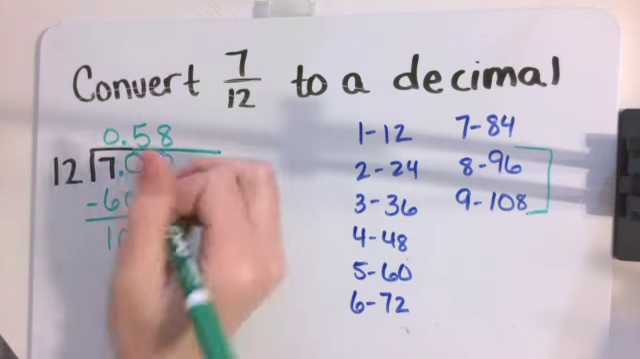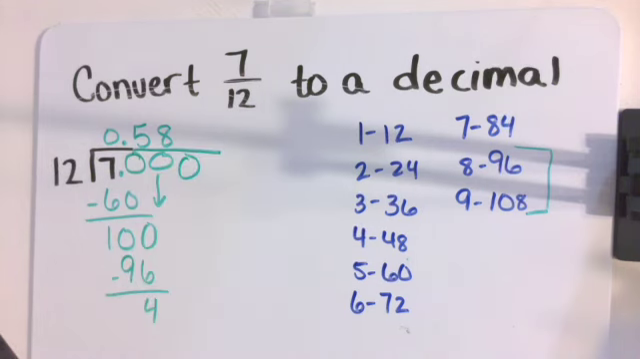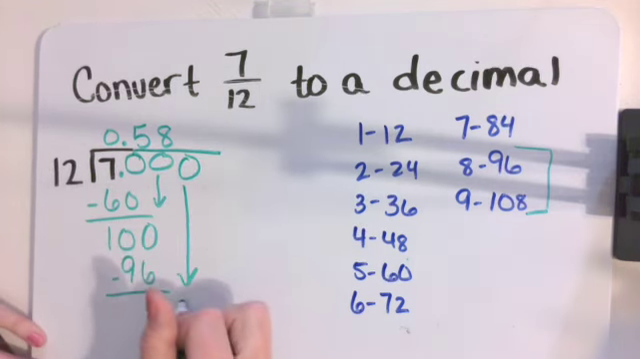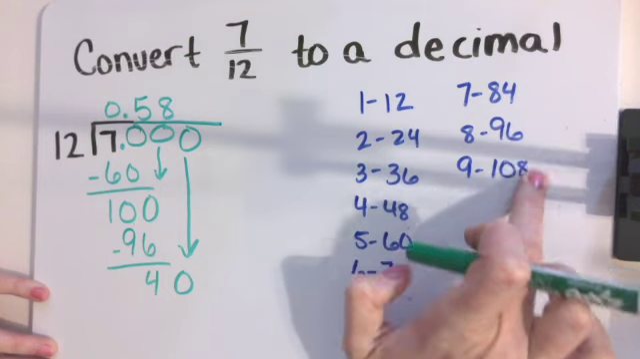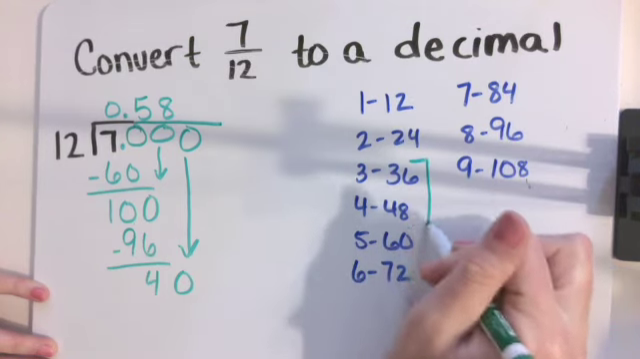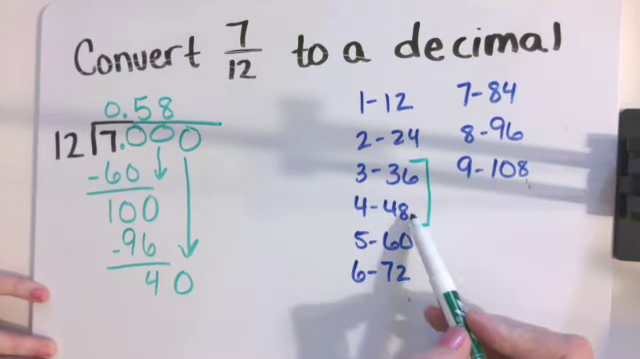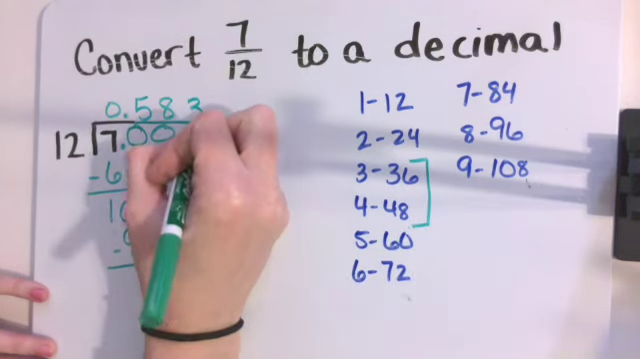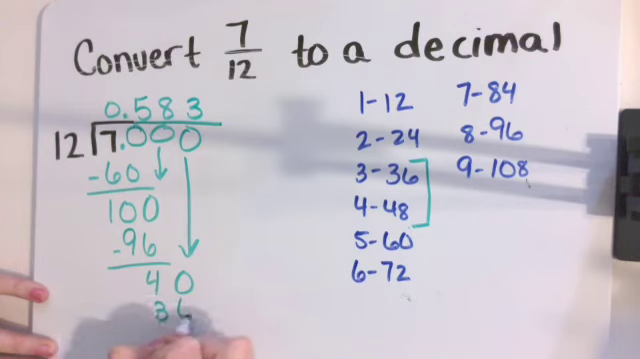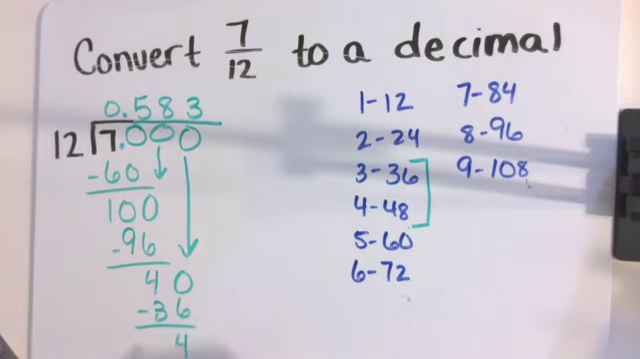I need to bring down another 0. So I'm going to bring down that 0. And I ask myself, how many times can 12 fit into 40? So when I look over here, I want to go into 40 without going over, and it looks like right here is my answer. 48 is too much, which means I can only fit in 3 times. 3 times 12 is equal to 36. I'm going to subtract. But now I find myself ending up with the same answer. I got a 4 again. 40 minus 36 is 4.